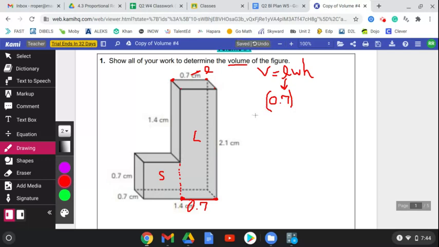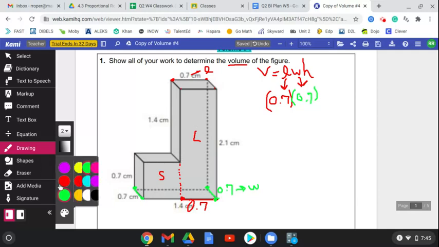Okay, now let's identify the width, how wide this is. That would be from this green dot to that green dot. How wide is it? Well, if from here to here is 0.7, then it's the same thing from here to here, right? Both of these are 0.7. So this is the width of the prism, and I'm going to plug that in for W.